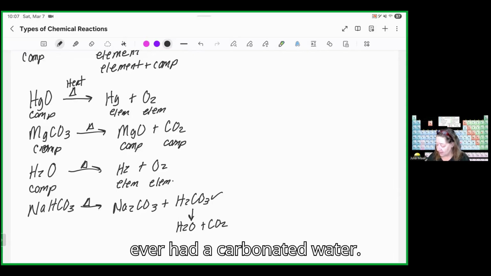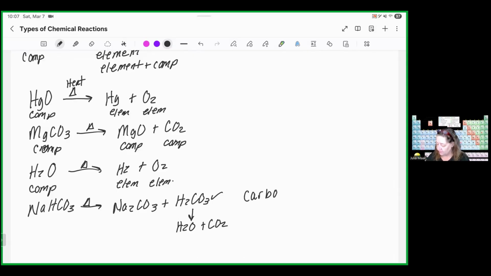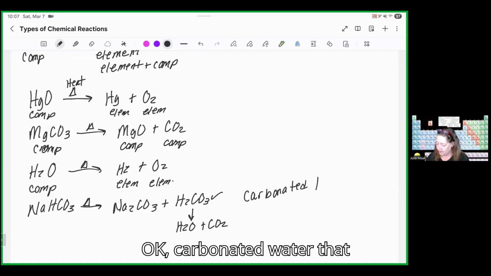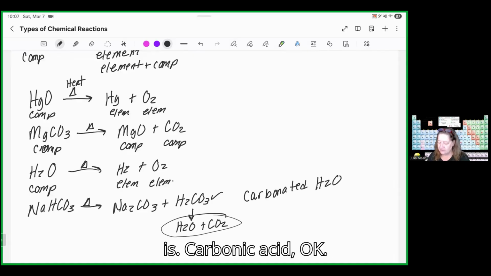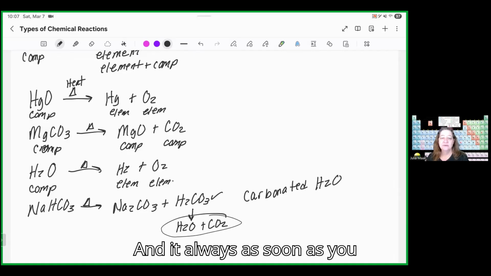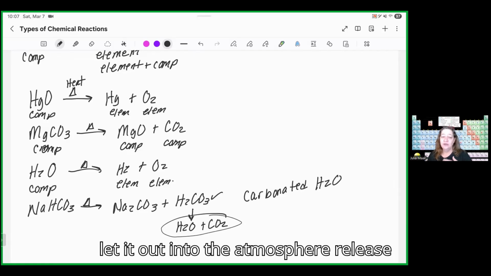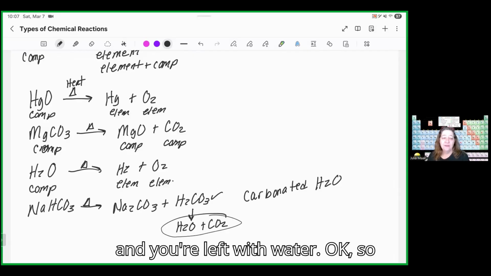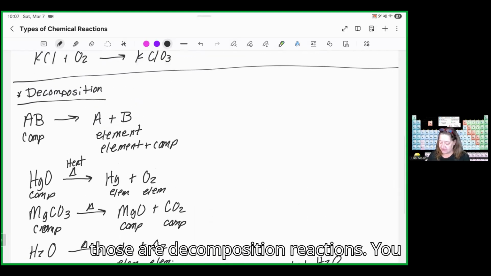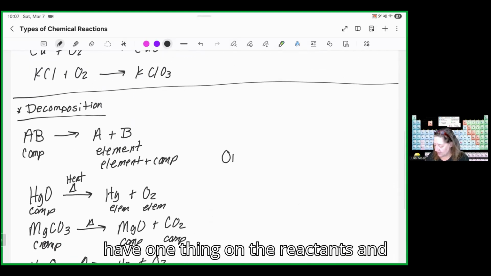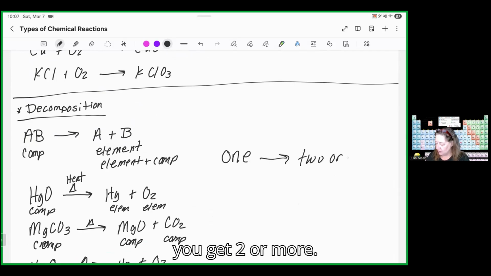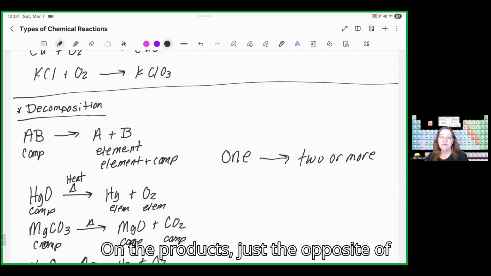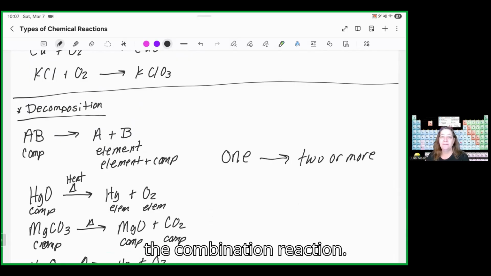By the way, if you've ever had carbonated water, that is carbonic acid. As soon as you let it out into the atmosphere and release the pressure, the carbon dioxide leaves and you're left with water. Okay, so those are decomposition reactions. You have one thing on the reactants and you get two or more on the products, just the opposite of the combination reaction.